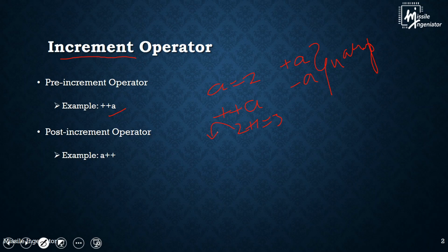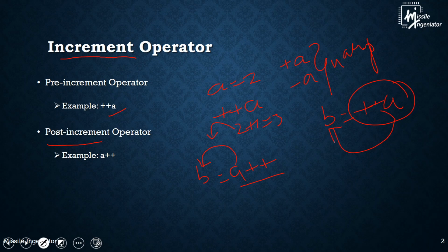But in the case of post-increment, suppose I assign b equal to a++. First the value of a is assigned to b, and then the value of a is incremented. Whereas in the case of pre-increment, if I say b equal to ++a, then the value of a is incremented first and then assigned to b. That's the difference between pre-increment and post-increment operators.